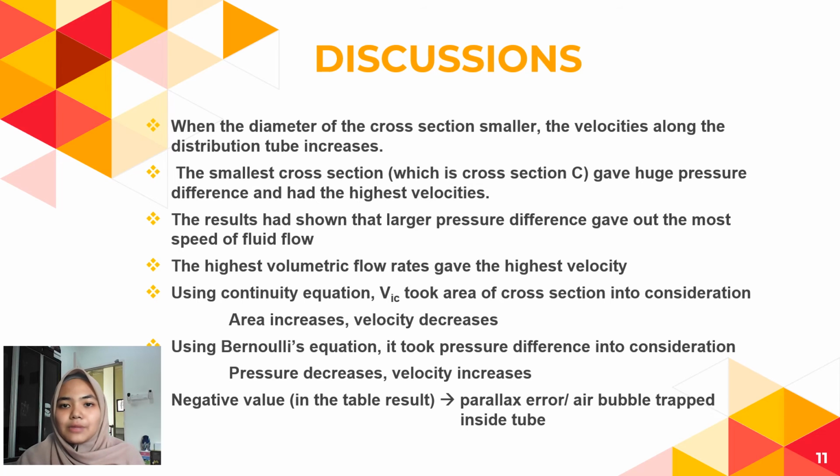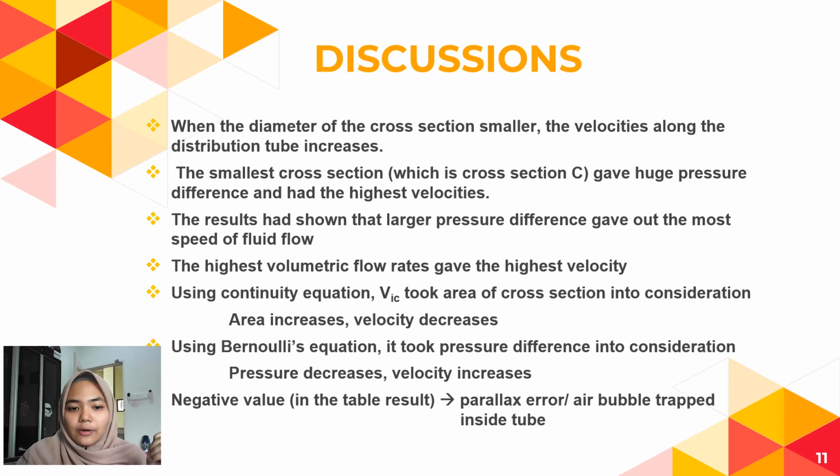From the experiment, it can be observed that when the diameter of the cross section is smaller, the velocities along the distribution tube increase. The smallest cross section, which is section C, gives a huge pressure difference and has the highest velocity. The highest volumetric flow gave the highest velocity. This can be seen in the table result for the third trial, where its velocity is greater than the first trial and second trial. Using the continuity equation, VIC took area into consideration. So when area increases, velocity decreases. Whereas Bernoulli's equation took pressure difference into consideration, where pressure decreases, velocity increases.